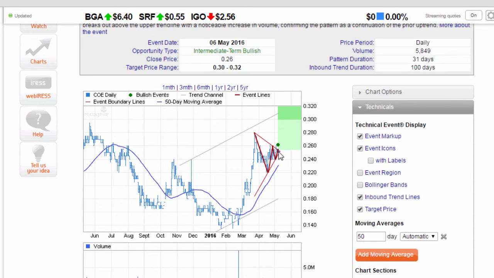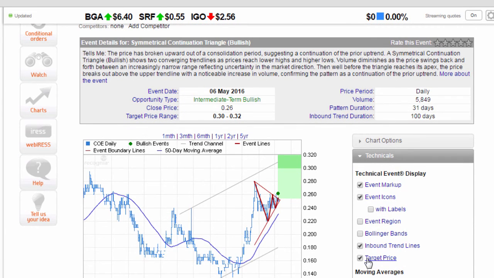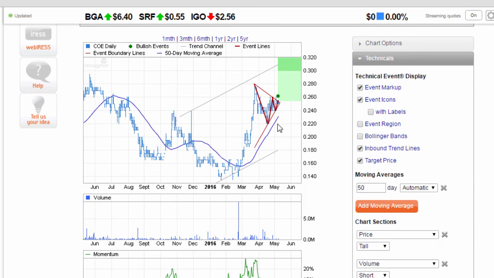And we're seeing a pattern forming and the target box, because I've turned that on here. I've turned on target price. We draw this target box. It's also important that we have some volume on the pattern, and in this case we have actually not such a great volume extension or uptick on a breakout. So it's one I might come back and look at later.